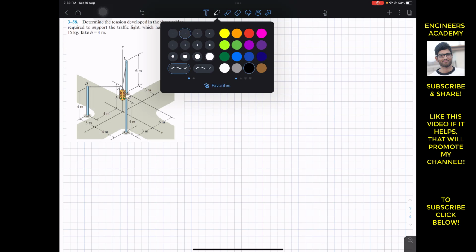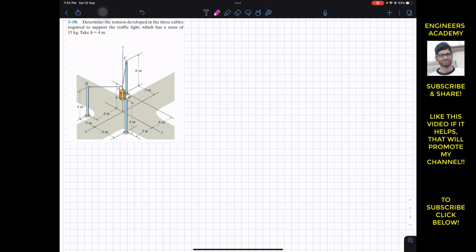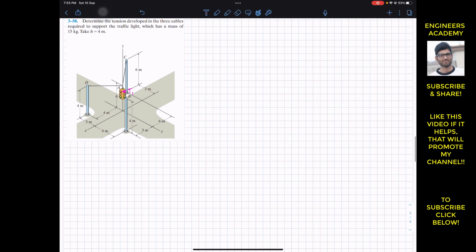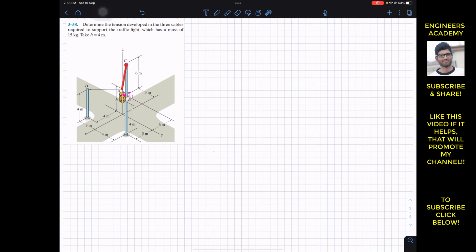So now let's say that the tension in cable AB, the cable which is acting from A to B, is T1. The tension in cable AC is T2, and similarly in the third cable, the tension is T3. So we have to find T1, T2 and T3.